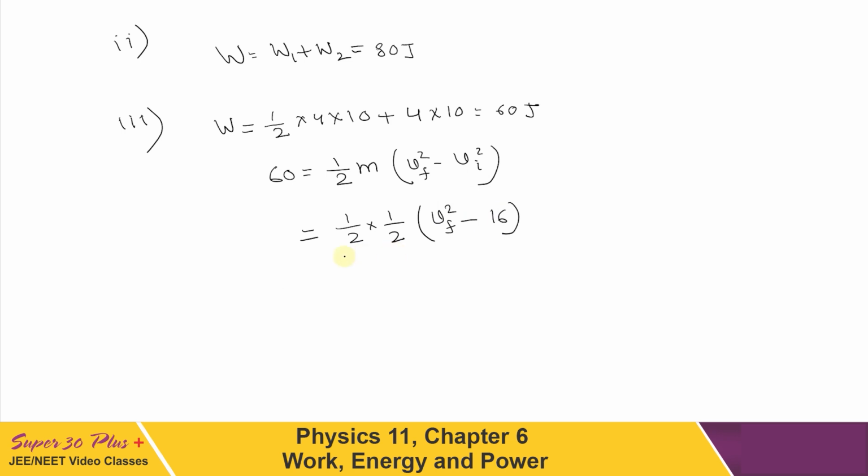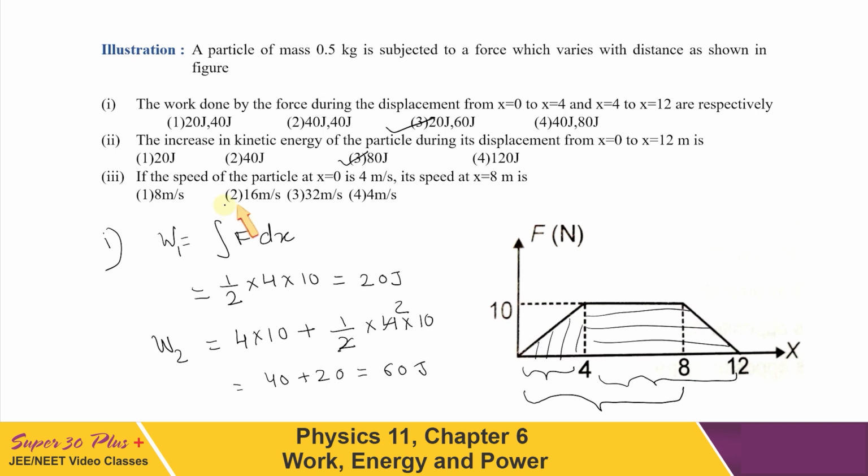Now if you calculate it, it will come out as 240 is equal to Vf square minus 16. So Vf square is equal to 256 and Vf is equal to under root this, that is equal to 16 meter per second. Let's check the options. This is our option number 2.